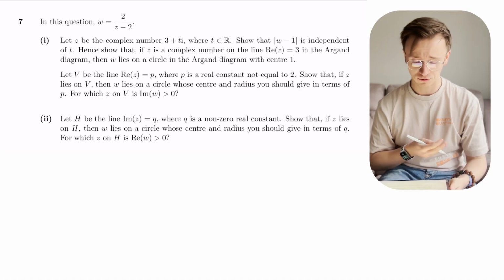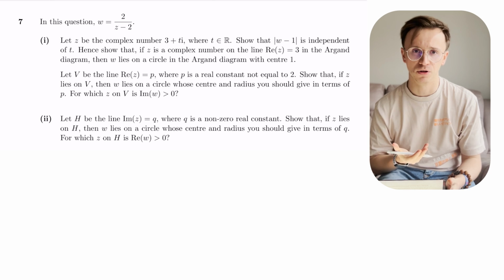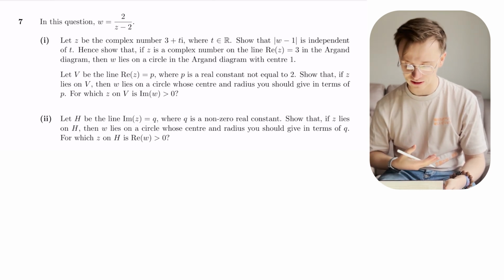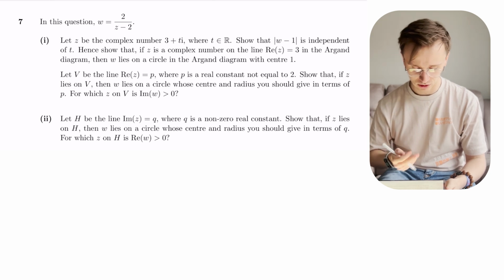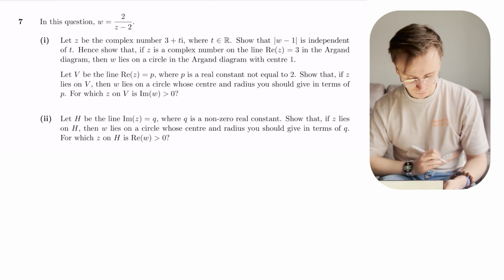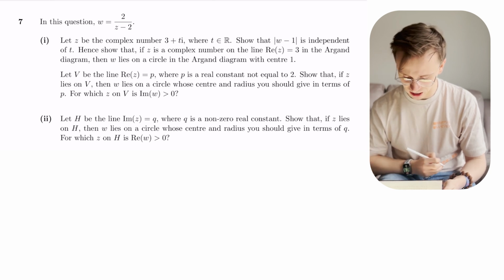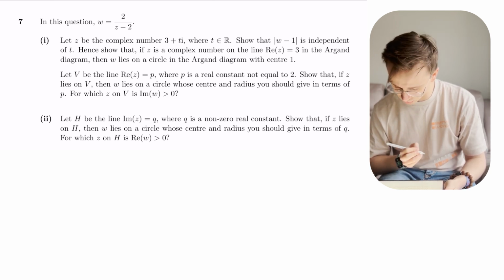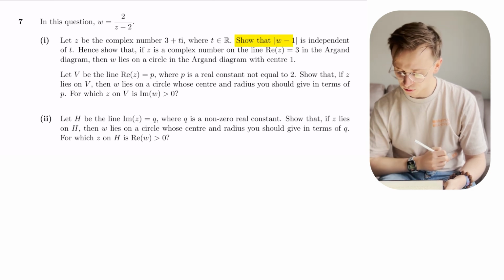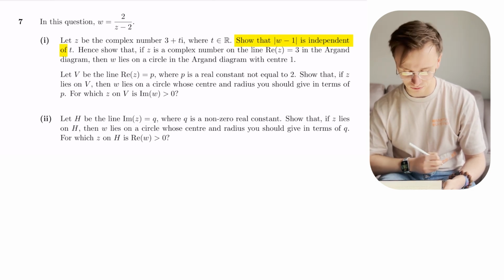Okay, so now that we've done the first step, we want to go on to step number 2, which is to break it down into more manageable chunks. For this one, I've chose question 7, which was on the complex numbers. And I want to work out how I can break down each of the 2 parts into more manageable chunks. So, to start off with, let's have a look at part I. So let z be a complex number, 3 plus ti, where t is within the real numbers, then show that the modulus of w minus 1 is independent of t.